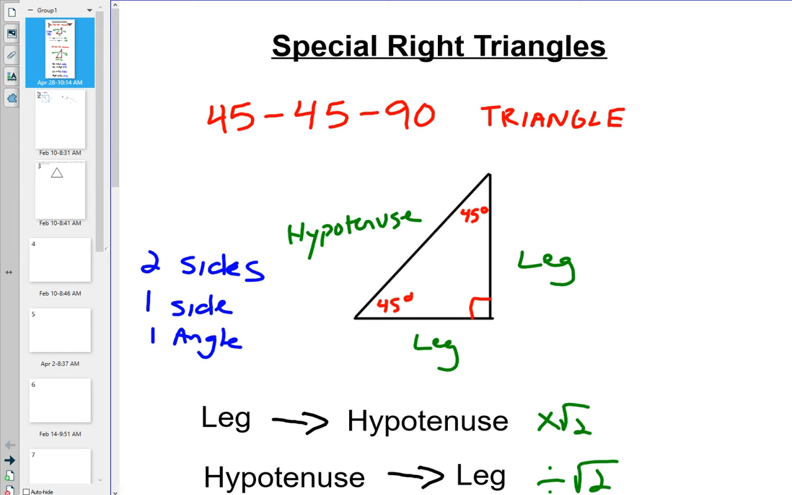So when they gave us two sides, in order to find the missing side, we use the Pythagorean theorem. Feel free to write this on the side somewhere in your notes. But with one side and one angle, really what we're using is trigonometry.